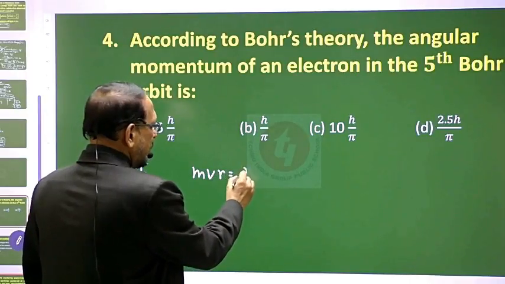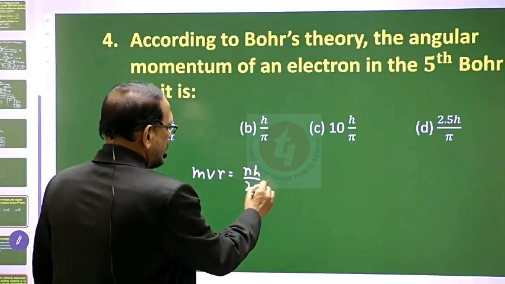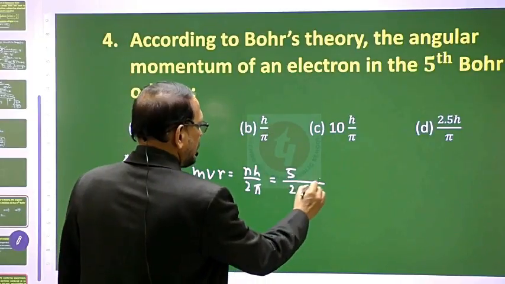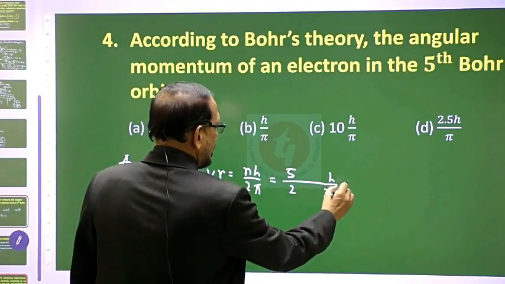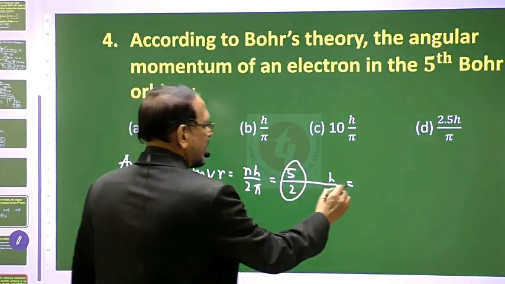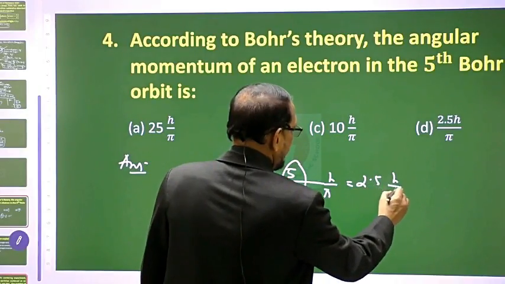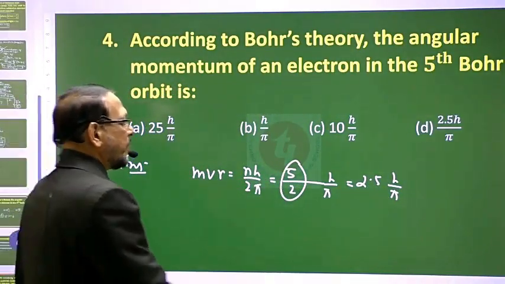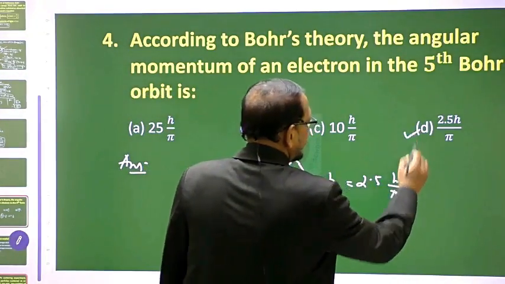Angular momentum is equal to nh by 2π. Here it is giving the fifth Bohr orbit, so n is equal to 5, that is 5 by 2, h by π. So this 5 by 2 means 2.5, 2.5 into h by π. Which one is correct? Option number D is correct. So this is the correct answer.